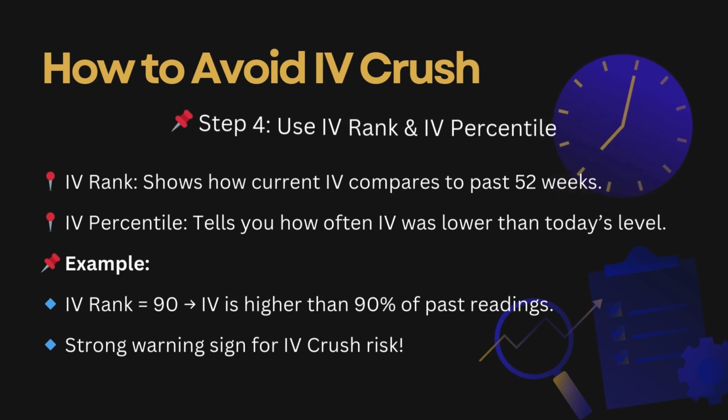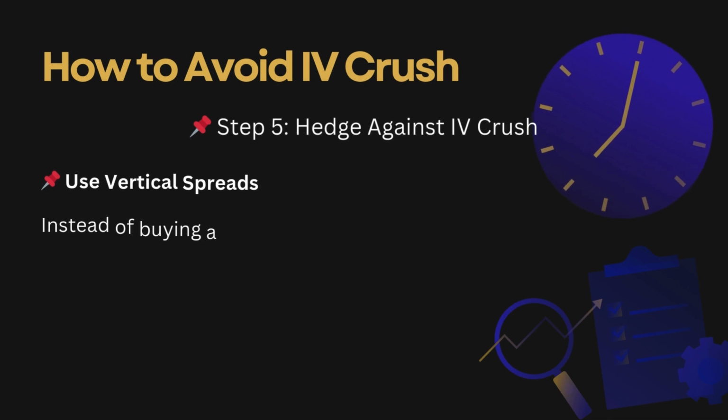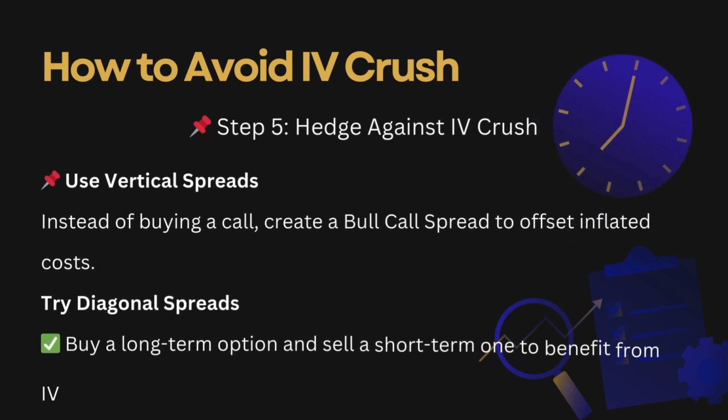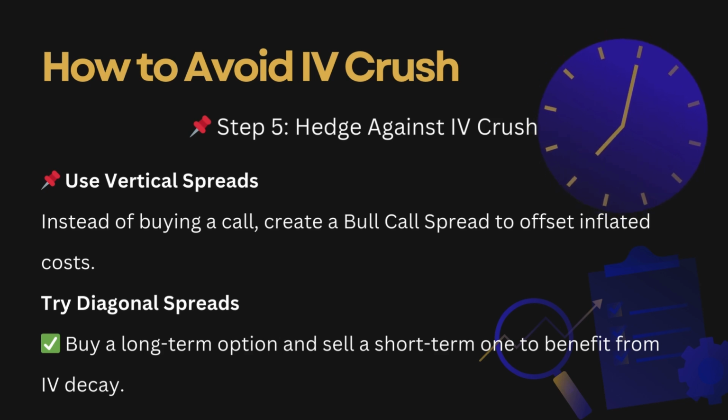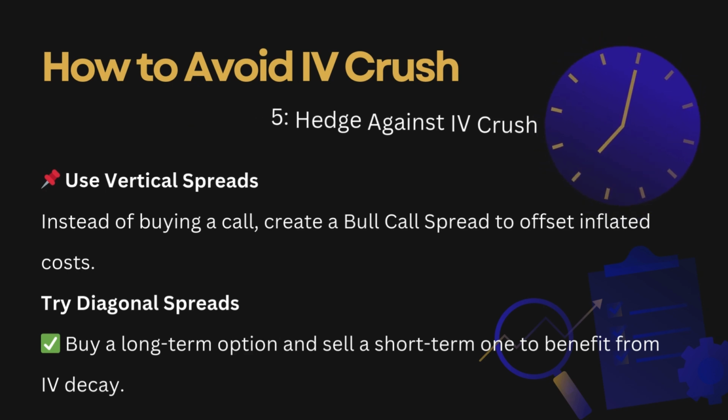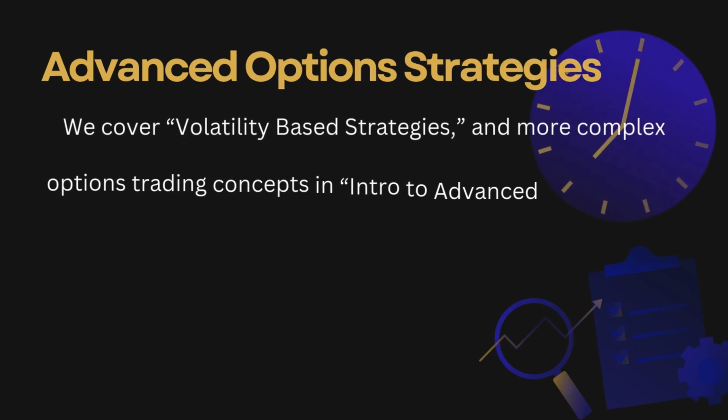Step 5. Use IV rank and IV percentile. IV rank shows where current IV stands compared to the past year. IV percentile tells you how often IV has been lower over the last year. Example: if a stock's IV rank is 90, it means IV is higher than 90% of past readings, a strong warning sign for IV crush.